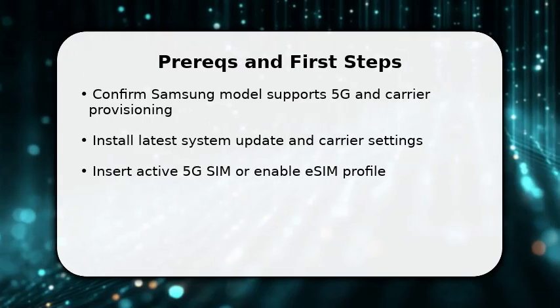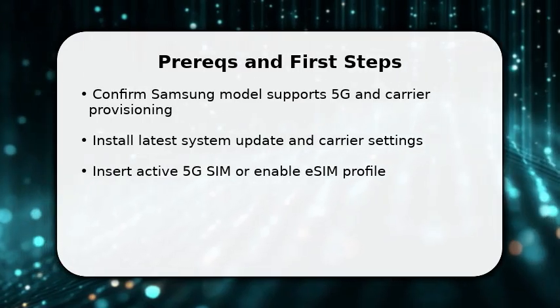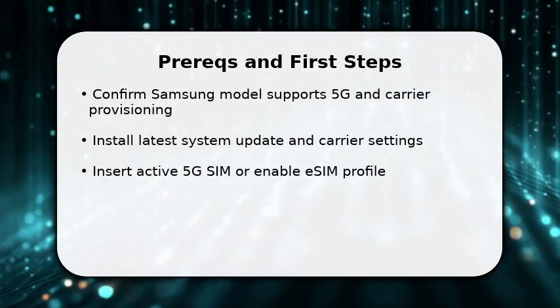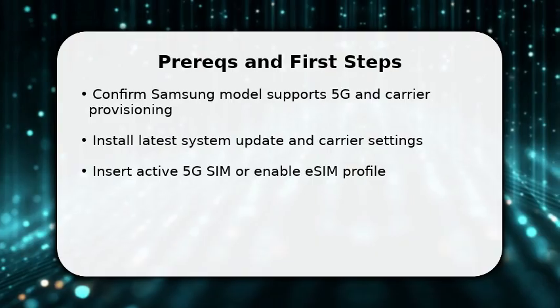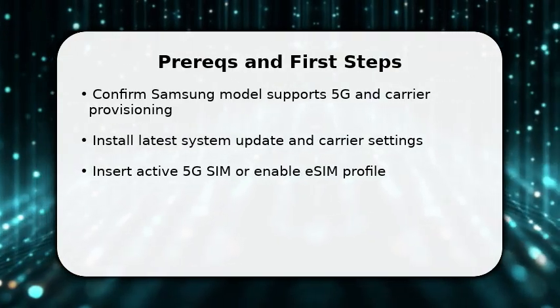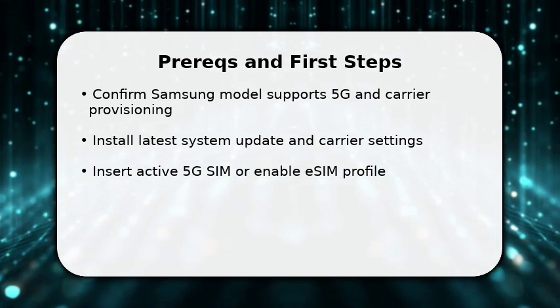Next, insert the active 5G SIM or activate the eSIM profile. This registers you on the carrier network. Make sure airplane mode is off and restart the phone after the SIM change. That forces a fresh network registration and speeds discovery.